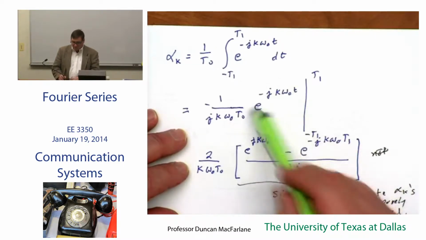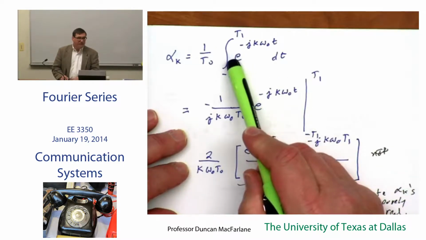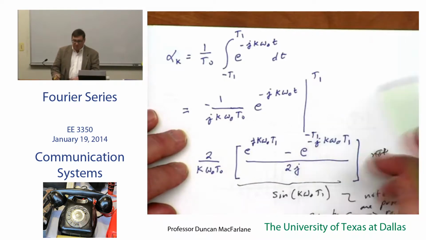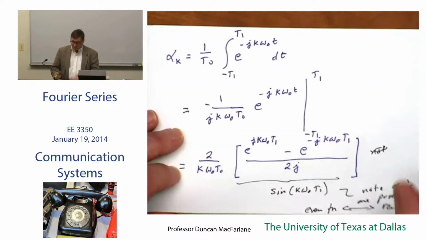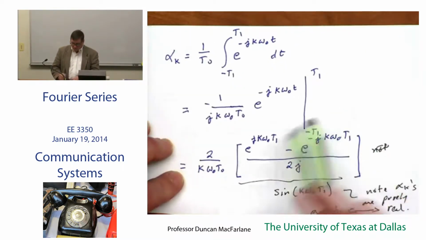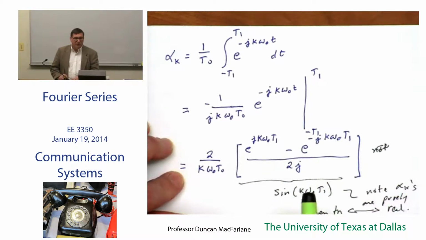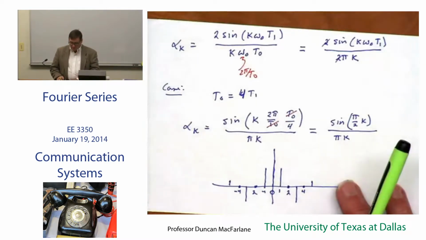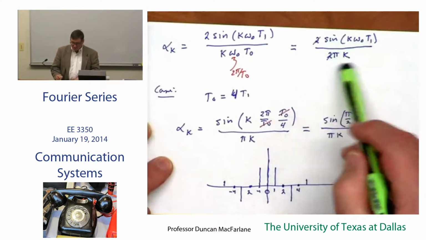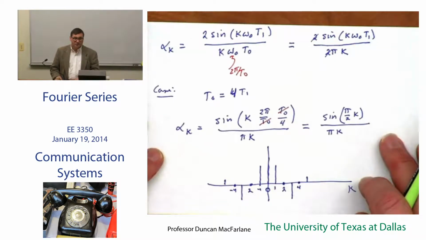It's a simple integral to do because the pulse is simple. It has definite limits where the pulse exists, where it's 1. A few identities gets us a reasonably simple expression for all the alphas.